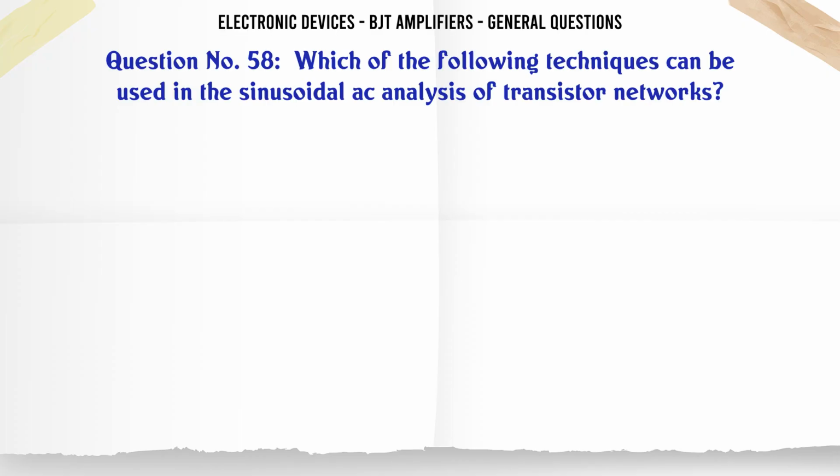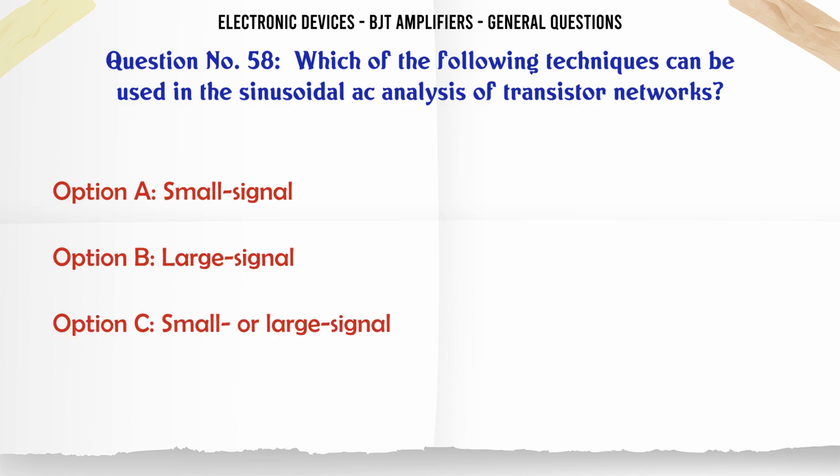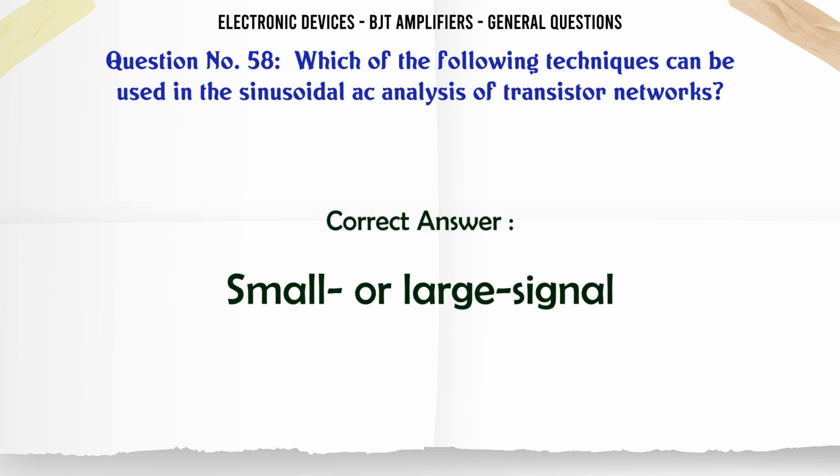Which of the following techniques can be used in the sinusoidal AC analysis of transistor networks? A. Small signal. B. Large signal. C. Small or large signal. D. None of the above. The correct answer is small or large signal.